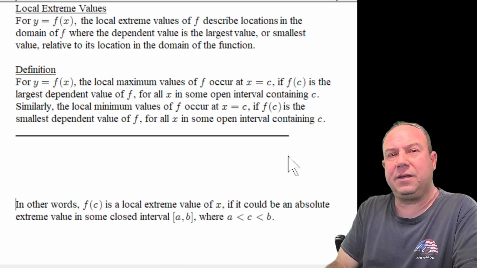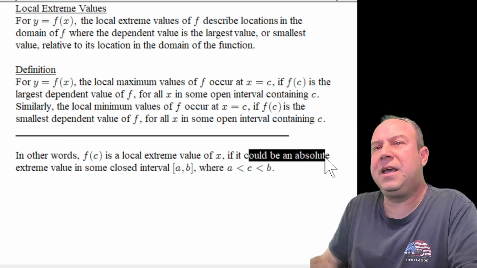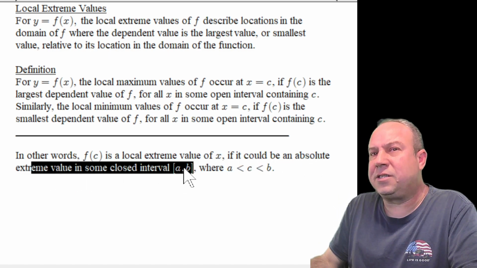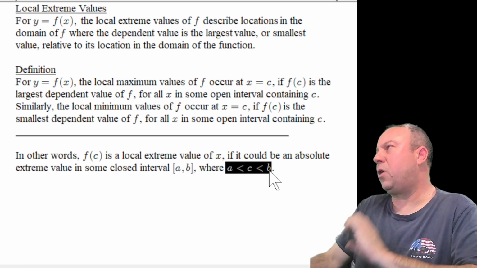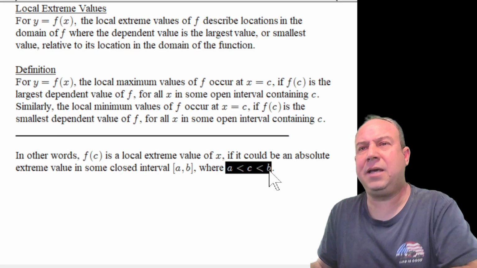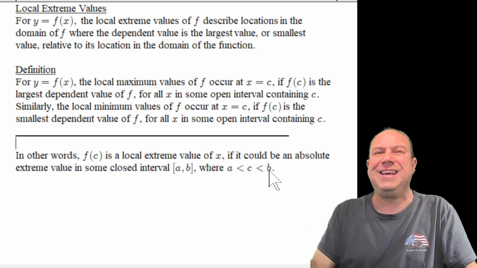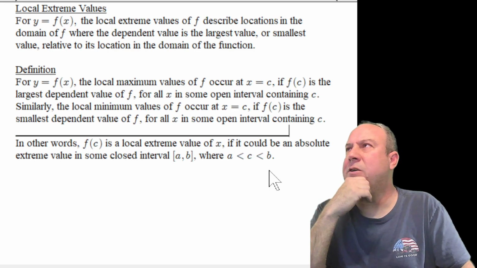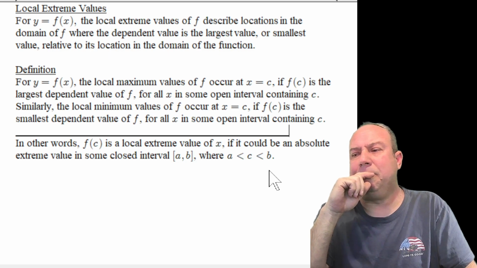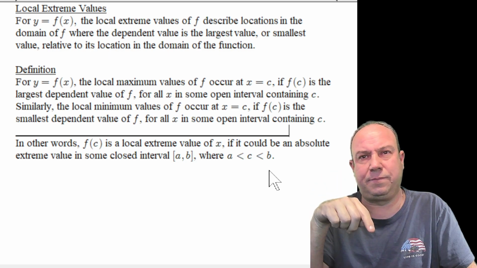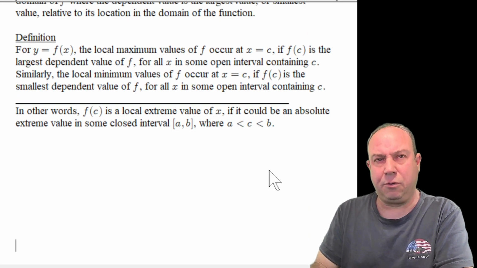Now, in other words, f of c is the local extreme value of x if it could be an absolute extreme value in some closed interval, where c is somewhere in between the boundaries of a and b. This can be interpreted as: a local extreme value could be an absolute extreme if it was defined inside of a closed interval. We could have it become an absolute extreme value.